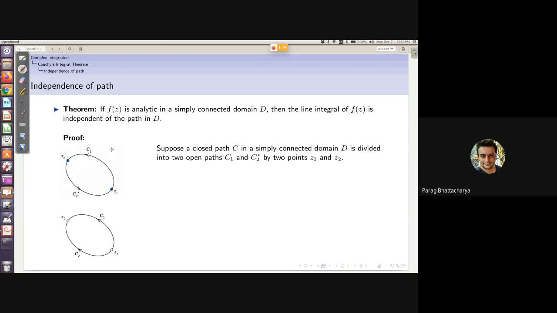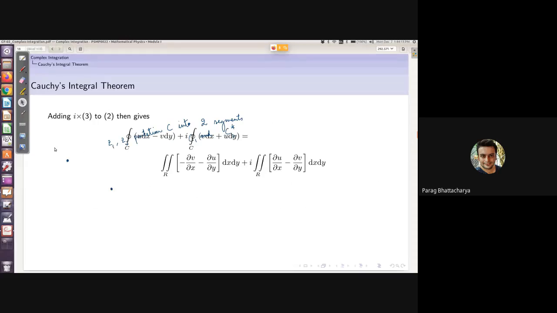So Z1 and Z2 partition this curve into two segments. They divide the entire closed loop into two segments, and those two segments are C1 and C2 star. Is that clear? And are we allowed to divide a path into segments? Yes, we are.